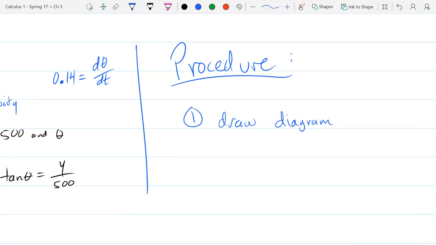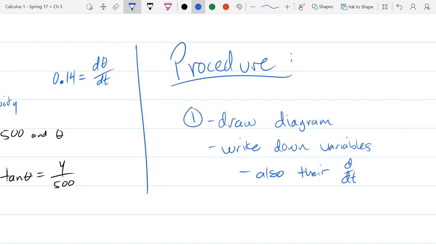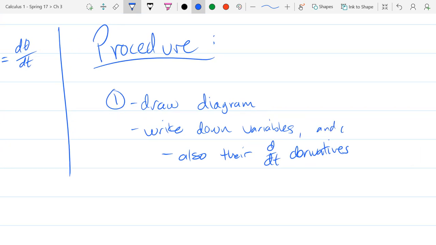So step one, draw a diagram, and included in this is write down variables. And also included in writing down variables is also their dt derivatives. If you have a variable, it's going to change over time. If your variable's not changing over time, it's not a variable, it's a constant. So write down variables and constants. And then of course relate them. So relate variables and constants in an equation.